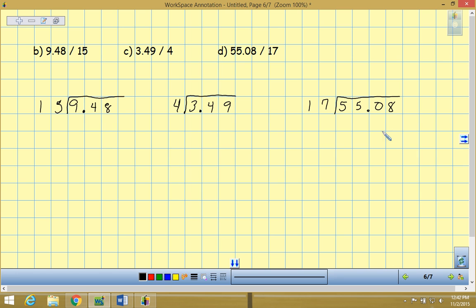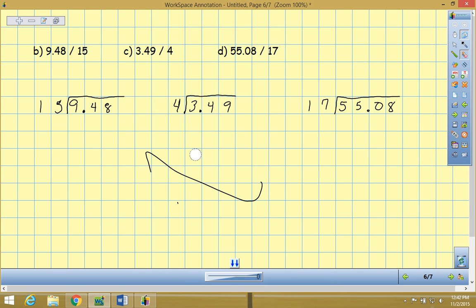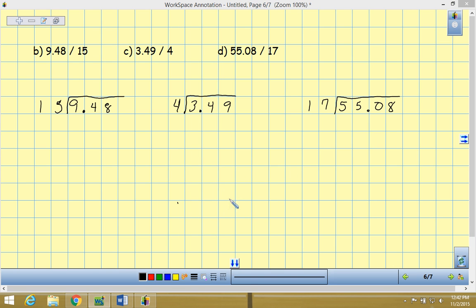Okay, let's go ahead and talk about these problems. If you didn't get finished, make sure that you're writing them down with us, okay? So, the first one, we have 9 and 48/100 divided by 15. Can 15 go into 9? No. What about 94? Yes.